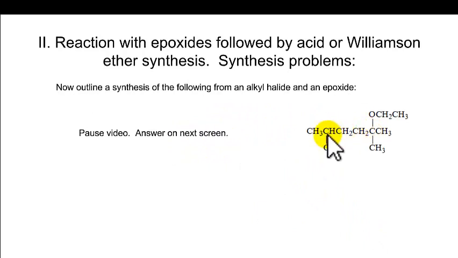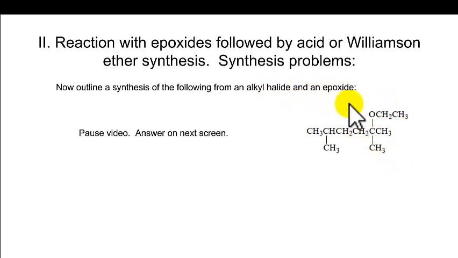Now, what I'd like you to do at this point is do the whole synthesis, basically the same kind of synthesis I just outlined for you, to make this compound right here from an alkyl halide and an epoxide. So this is not going to be the alkene part where you have to make those from alkenes. You can go ahead and start with an alkyl halide and you can start with an epoxide.